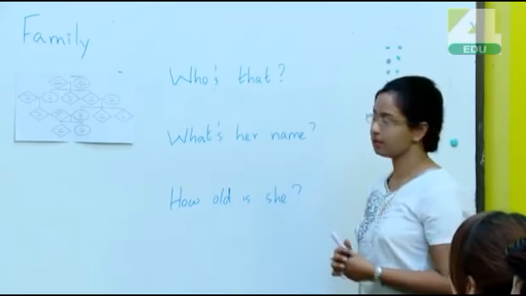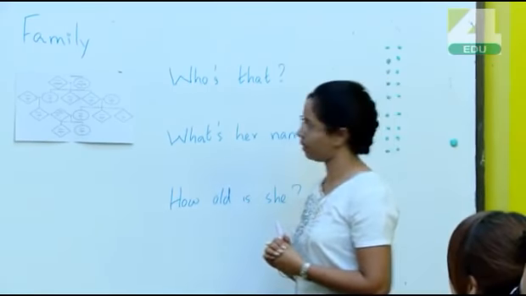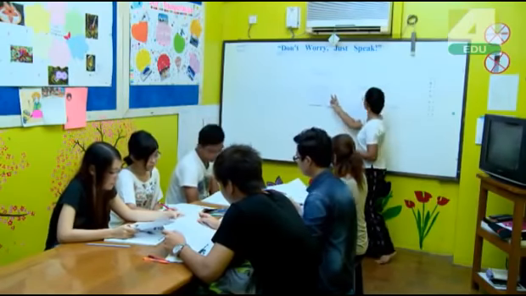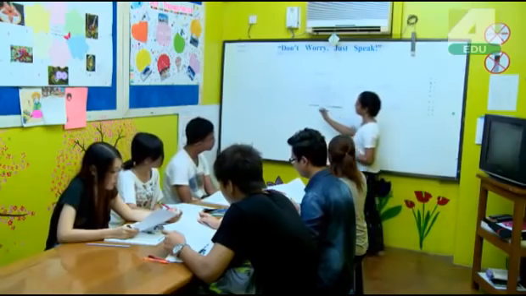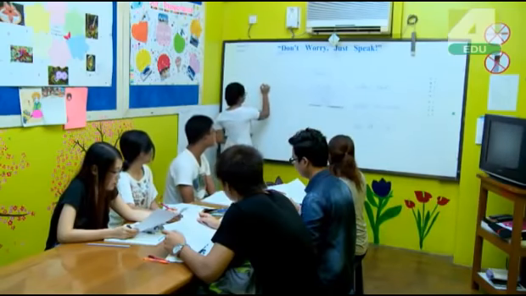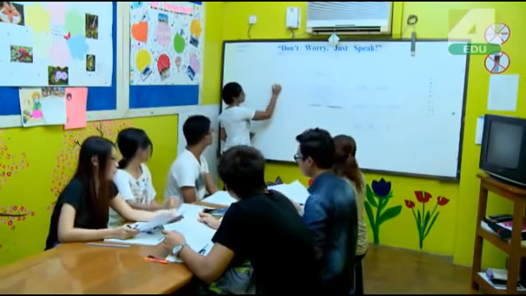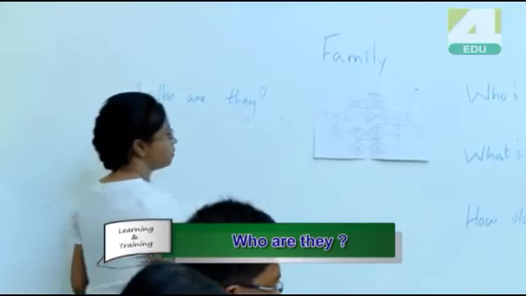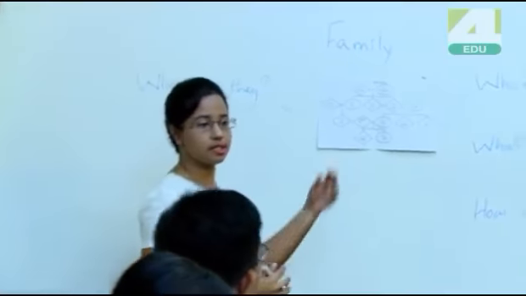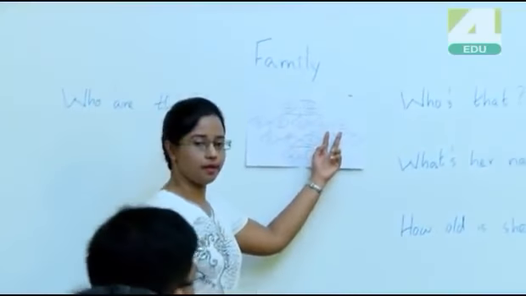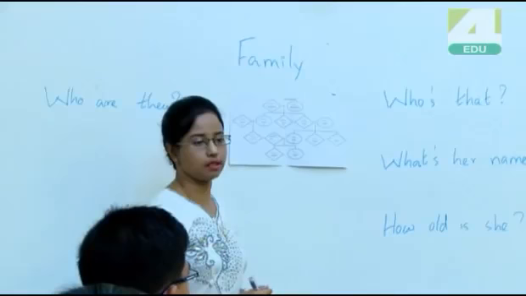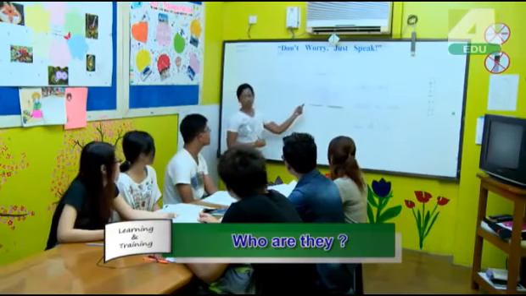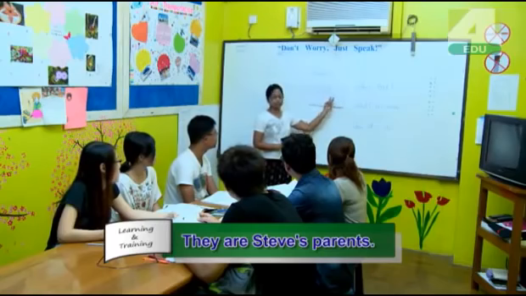Good. Okay, so now let me ask you another question, okay? So do you see father and mother picture? Right? So two persons, right? So teacher will ask you who, two persons. So how can I ask? Who are they? Okay. So who are they? They are Steve's parents. Very good. Father and mother. Another one we can say parents. So answer again. Who are they? They are Steve's parents.